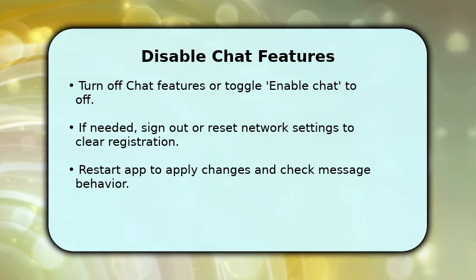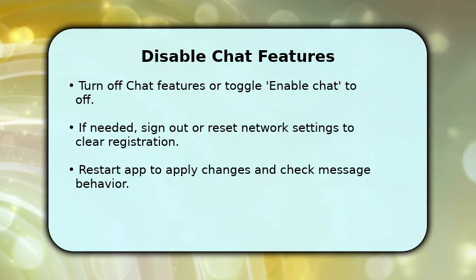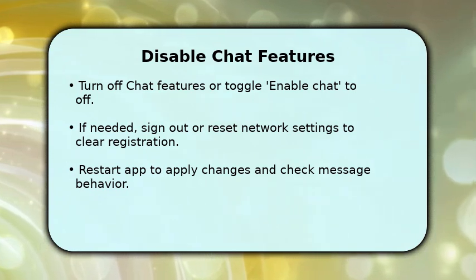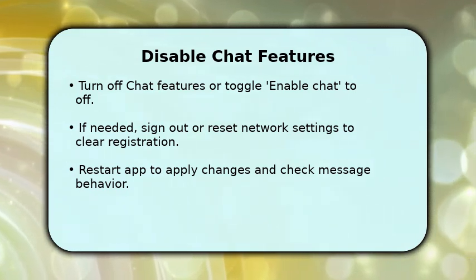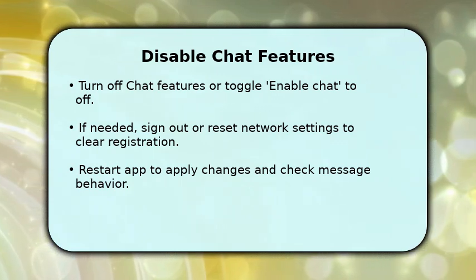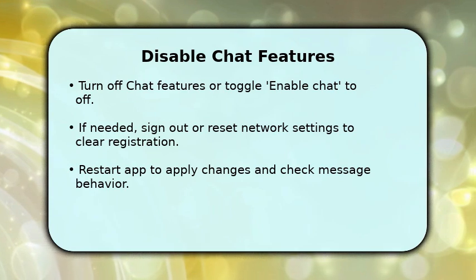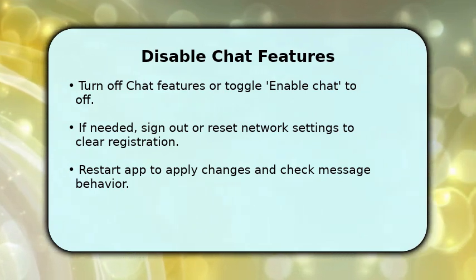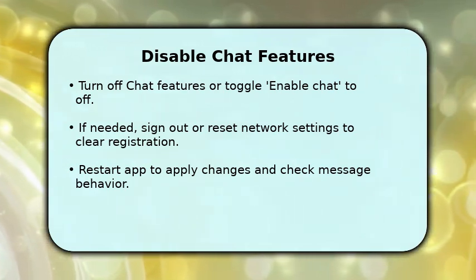If the toggle is grayed out or reactivates, sign out of your Messages account or clear the app data in Settings, then reset network settings to remove carrier registration. Once those deeper actions are done, force close the Messages app and restart it so the change takes effect.